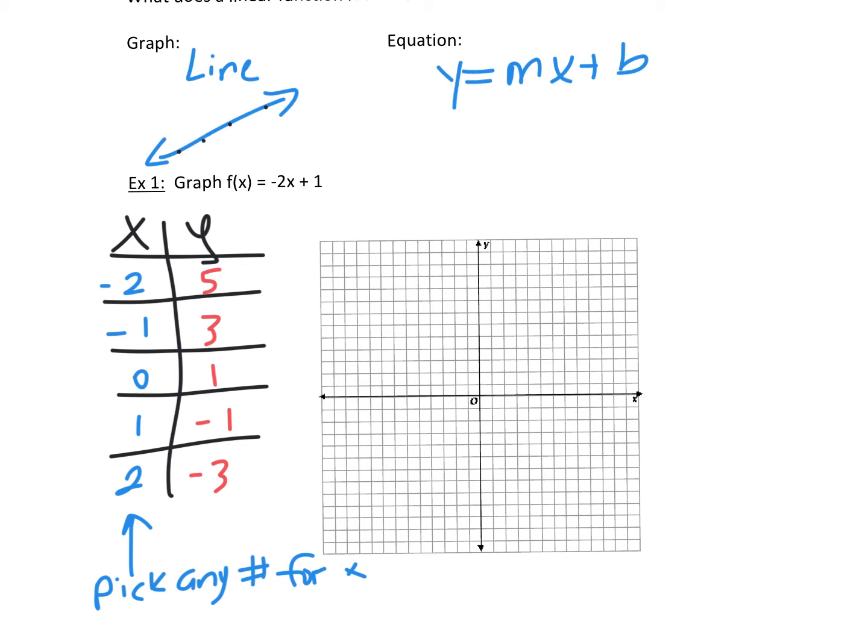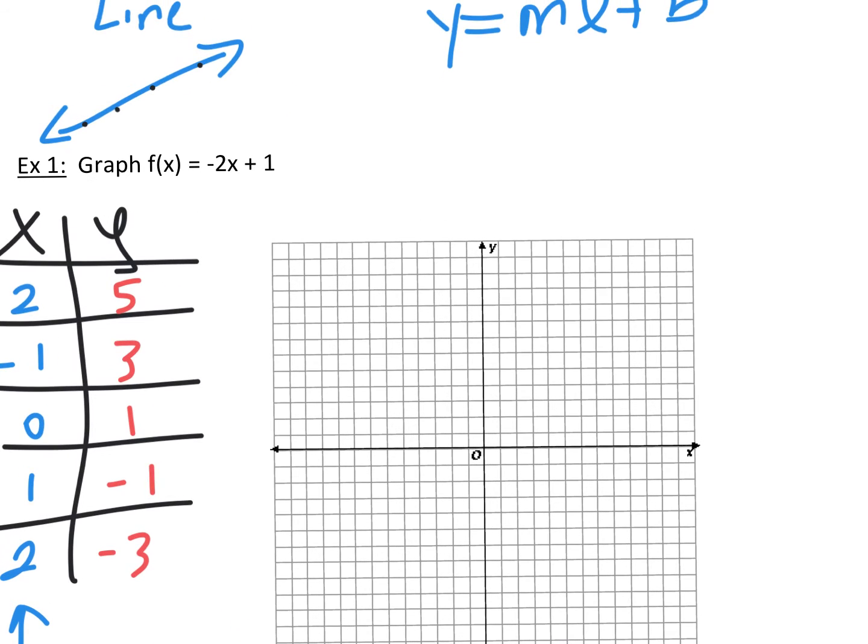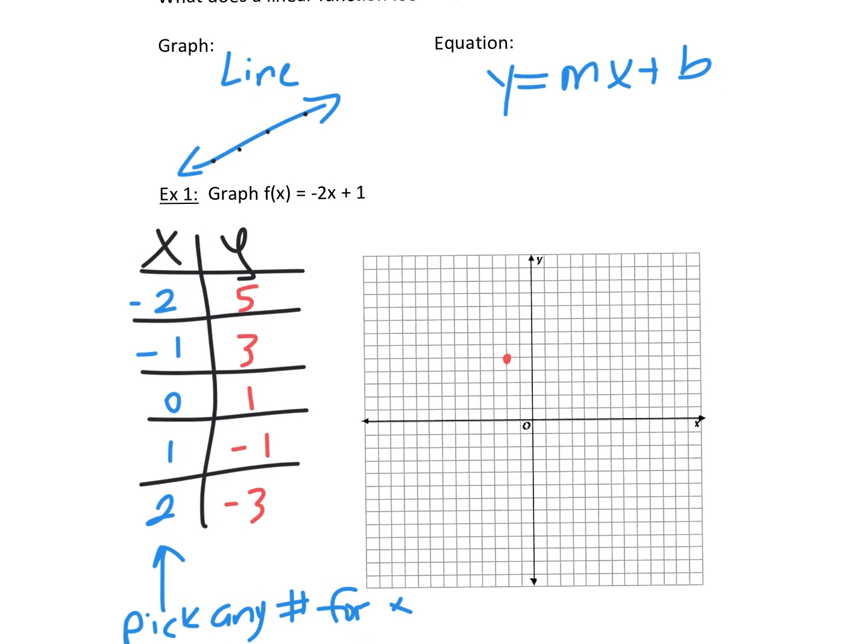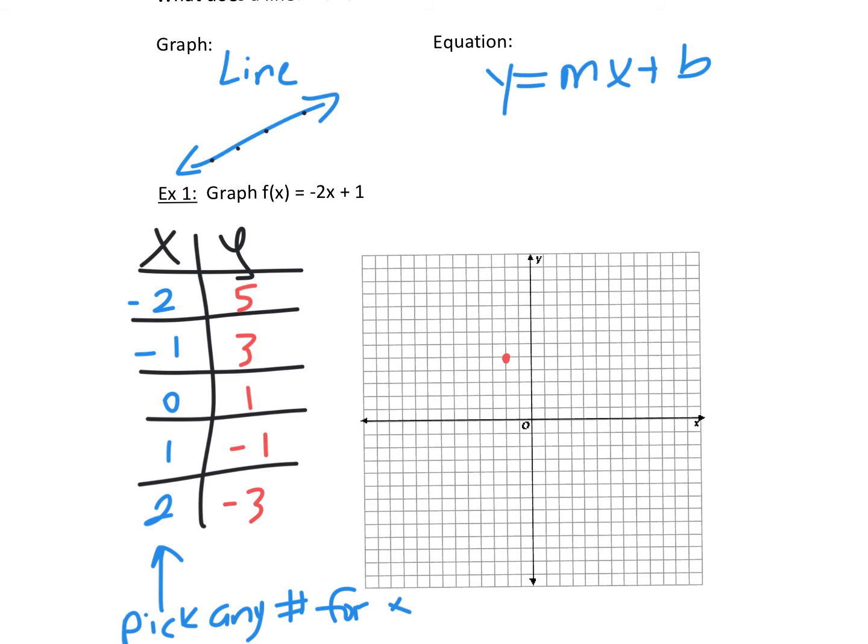1, 2, 3, 4, 5. There's my point. And then my next point is -1, 3. So that means I'm going to go left 1, up 3. Oh, that's the wrong kind of marker. There. And then I have 0, 1. 0 says don't go left and right, but just go up 1 unit. 1, -1 is right 1, down 1. And then 2, -3 is right 2, down 3.